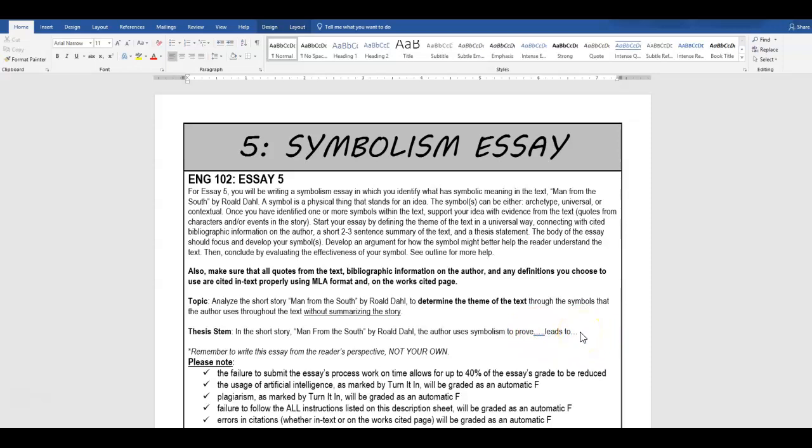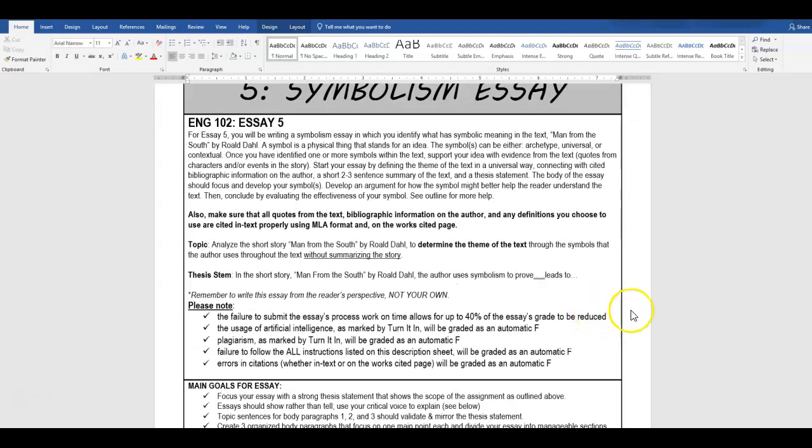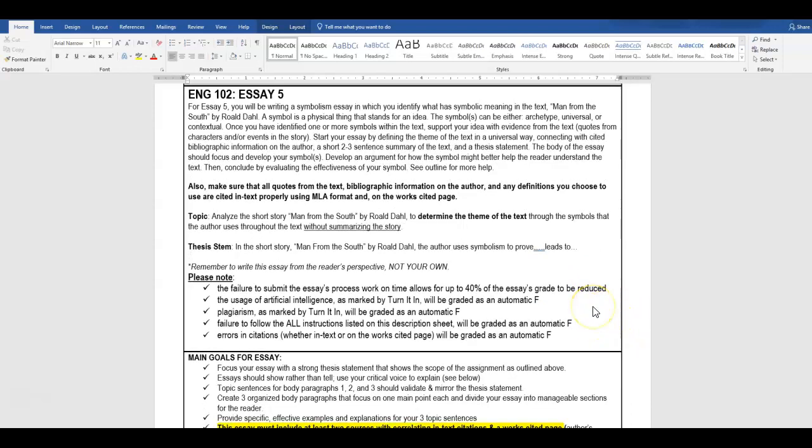This is not unlike any of the other texts that we've written an essay on. You are going to do the exact same thing in the exact same format. Please note that the failure to submit the essay's process work on time allows for up to 40% of the essay's grade to be reduced.